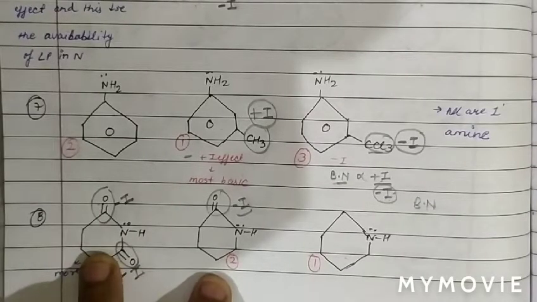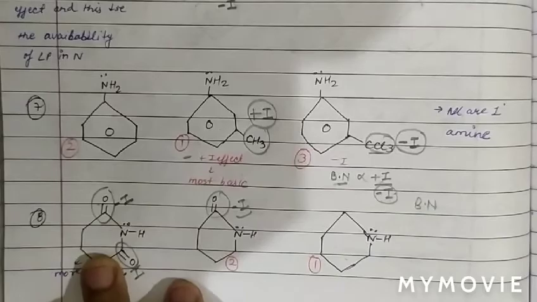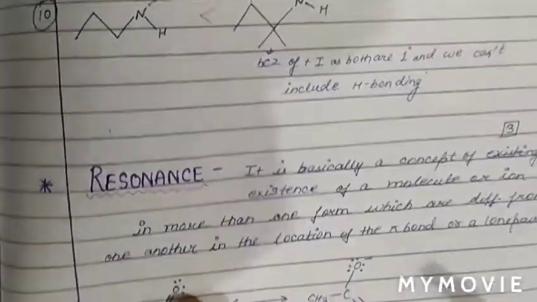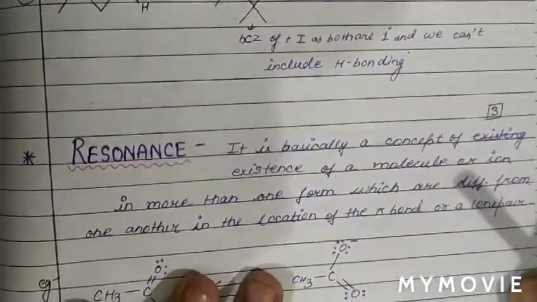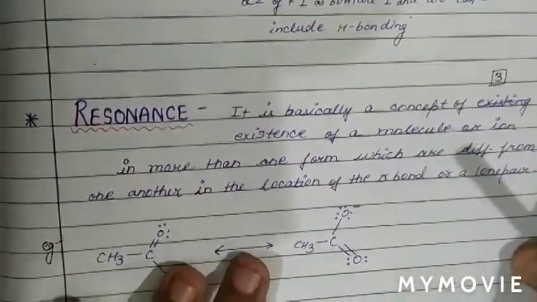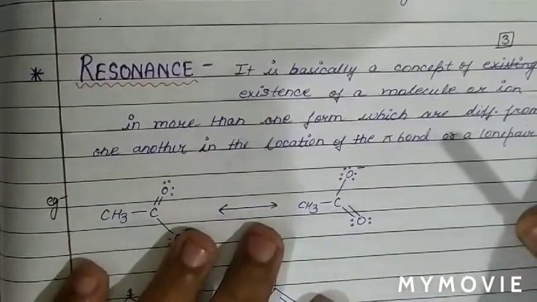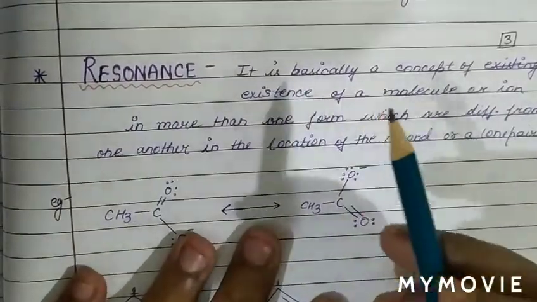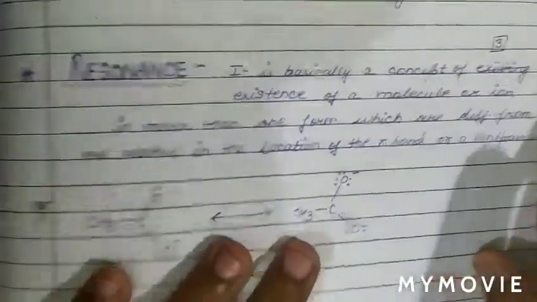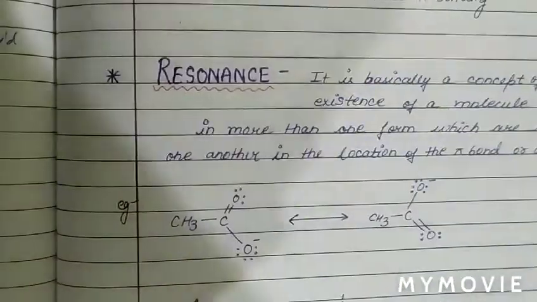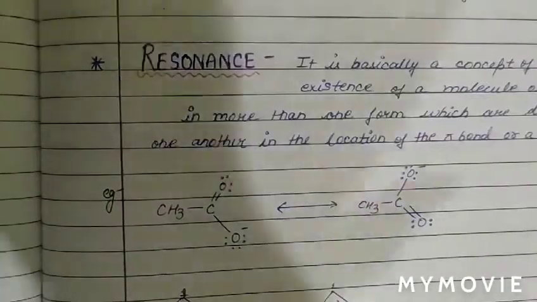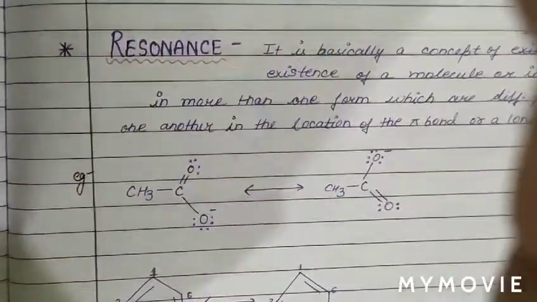Now we are going to discuss our next topic, which is resonance. It is a very important topic. See what is resonance. Resonance is basically a concept of when a molecule or ion exists in more than one form. See what happens in this case when a molecule exists in more than one form.